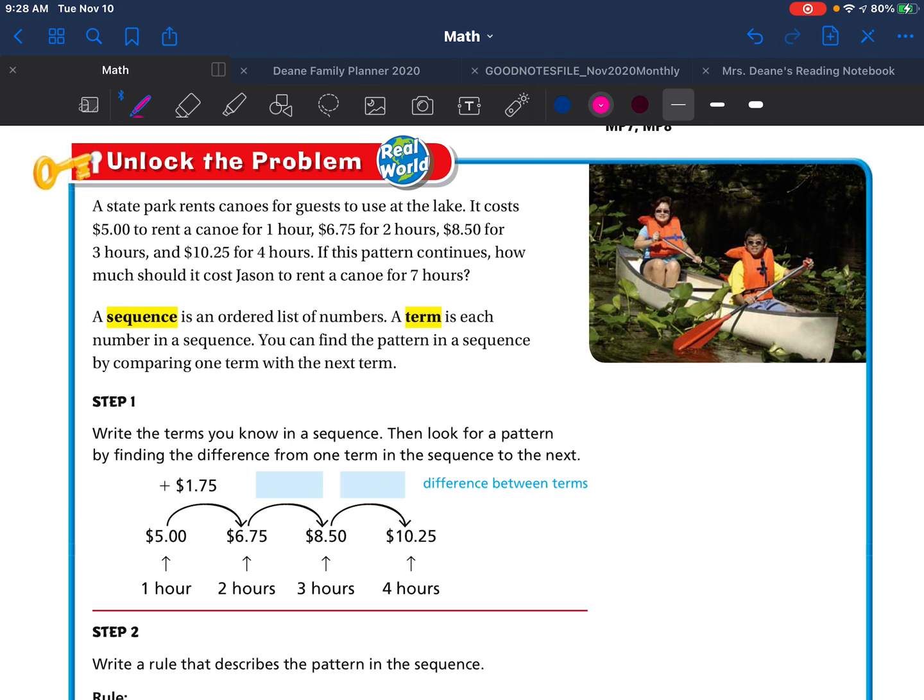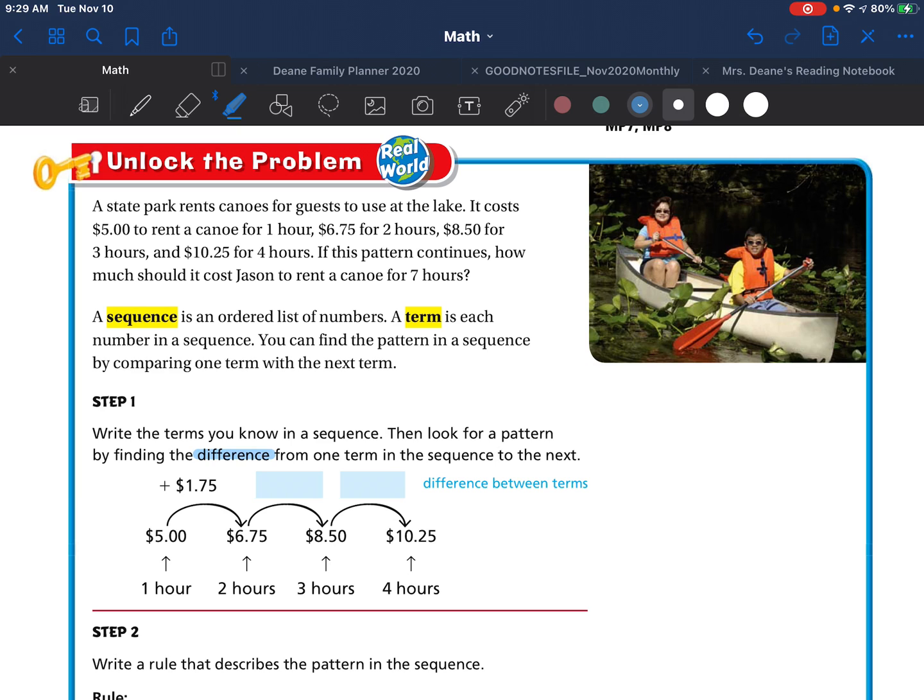A sequence is an ordered list of numbers. A term is a number in that sequence. You can find the pattern in a sequence by comparing one term with the next. So our first step, it says, write the terms you know in a sequence. Then look for a pattern by finding the difference from one term in the sequence to the next. So the key here is the word difference. And when we see the word difference, we're going to subtract.